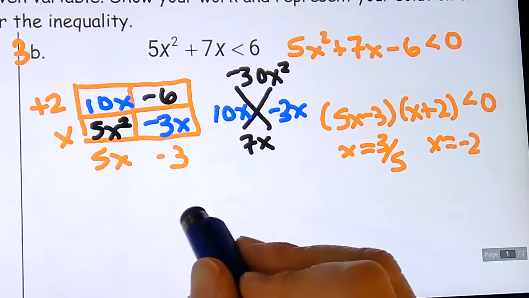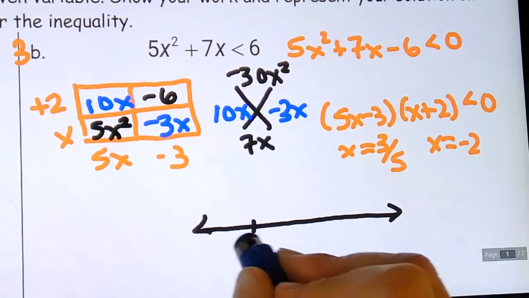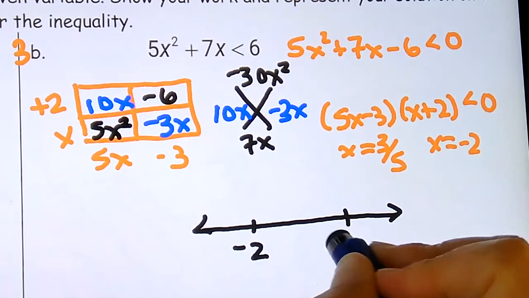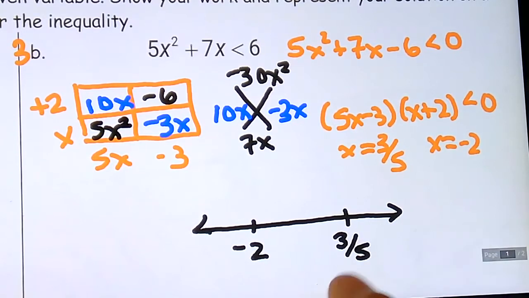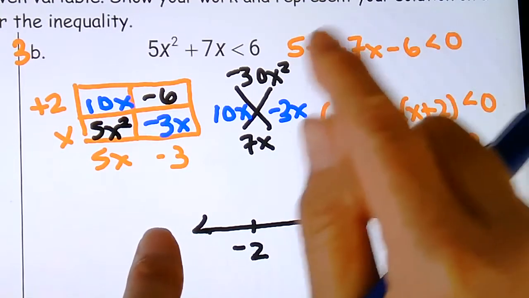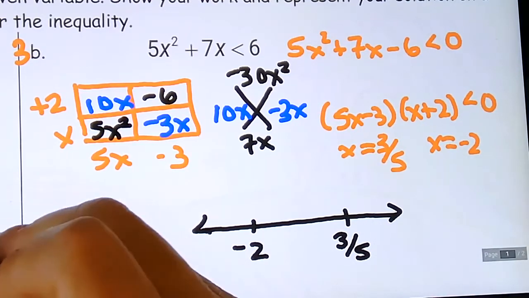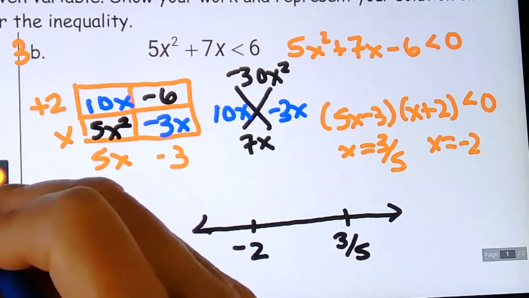So I'm going to get my number line. I have a -2 and I have a 3/5. Now you can try a point. You can try a number here. You can try numbers here. Put them into this inequality and see what makes it true or false. But remember, this is really a parabola.